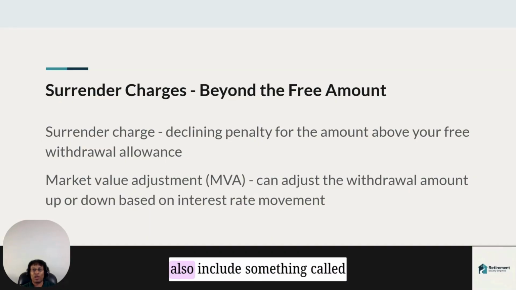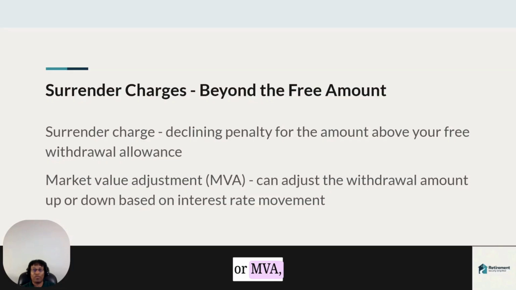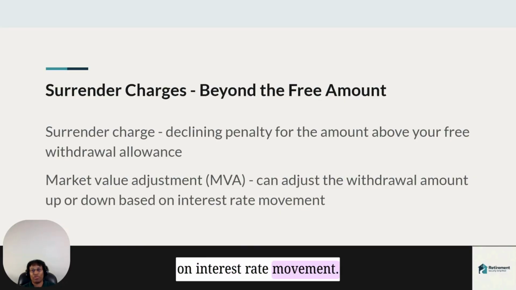Some contracts also include something called a market value adjustment, or MVA, which can further adjust the withdrawal amount up or down based on interest rate movement. Not every contract has this feature. It depends on the product. The bottom line: surrender charges exist to protect the structure that makes the annuity's guarantees possible. They're not a trap, they're the trade-off for the protection you're getting.